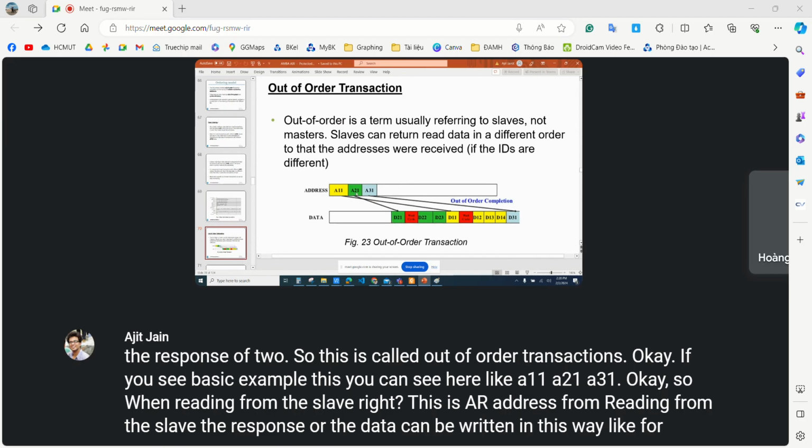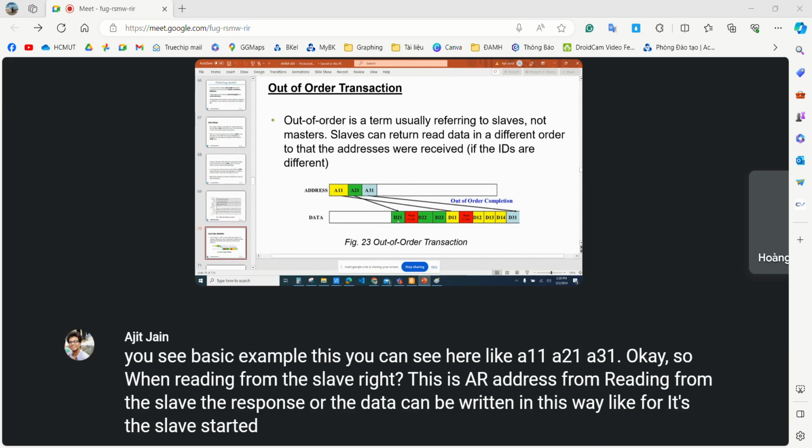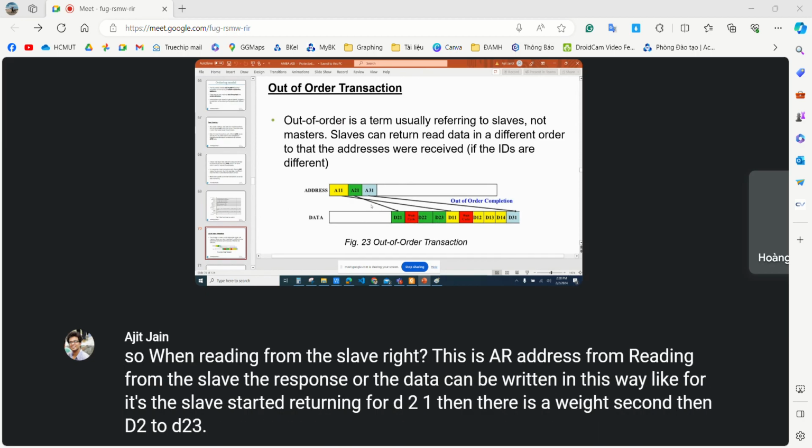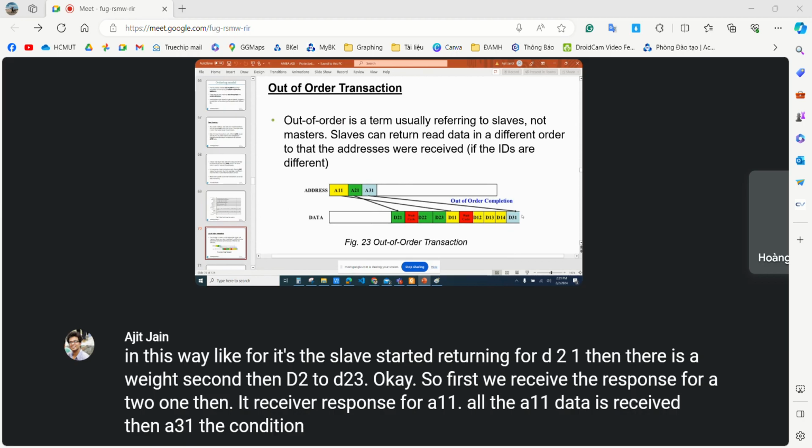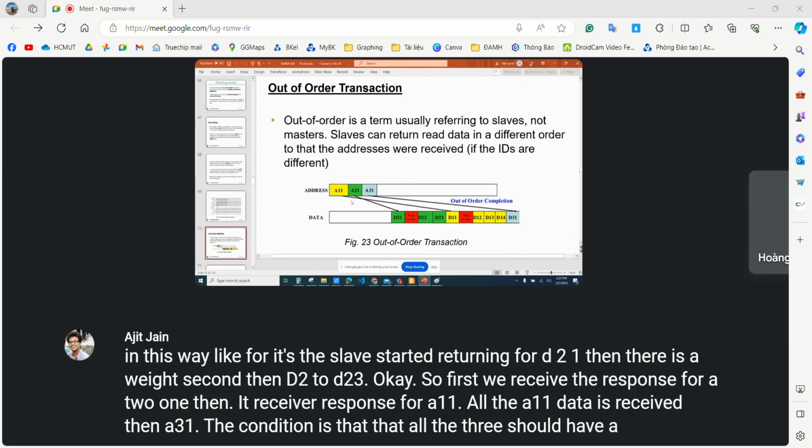The slave started returning D21, then there is a wait cycle, then D22, D23. So first we receive the response for A21, then the response for A11. Once all the A11 data is received, then A31. The condition is that all three should have different IDs.